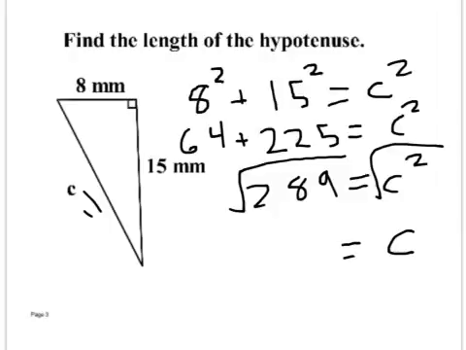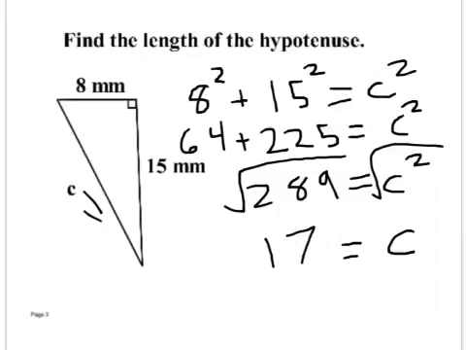The square root of 289, Blaine? What? I don't know. You got the calculator. Oh, this ain't that cool. Don't do that. Yeah. Square root of 289 is 17.